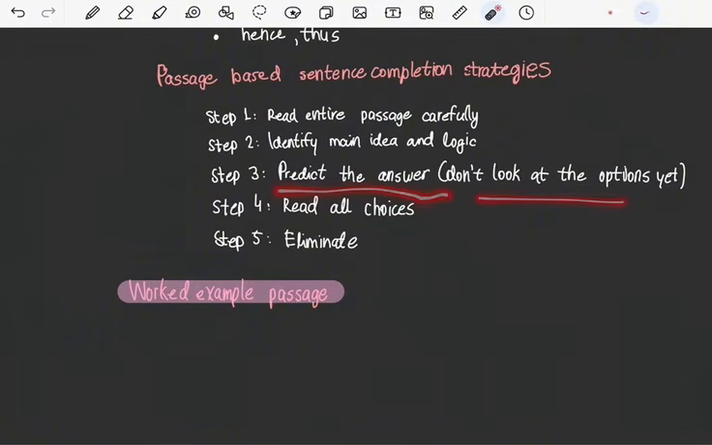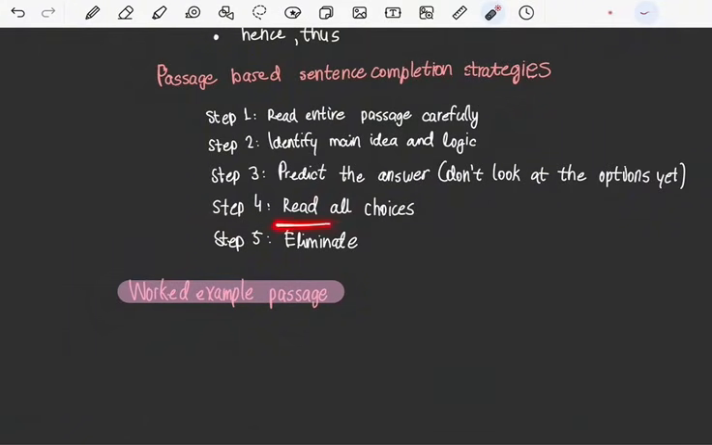Don't look at the options as of yet. Now, this is a very important strategy because there are certain options that actually mislead you to wrong answers. To avoid that and to be able to save your time and quickly get the correct answer, what you can do is predict the answer without looking at the options. In that way, you won't be misguided by other answers.